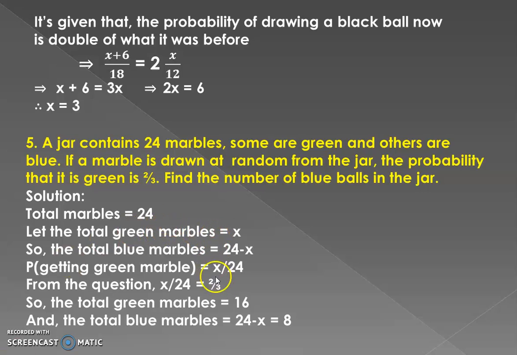So the probability that it is a green marble will be x by 24, which is given equal to 2 by 3. So when we equate this, we can find the value of x, that is total green marbles, which is equal to 16. But we need how many blue marbles there are. So that will be 24 minus x, that is 8.